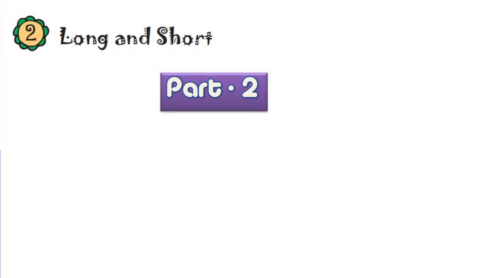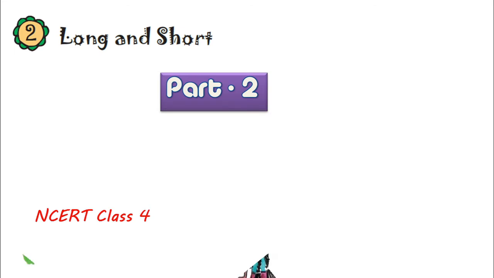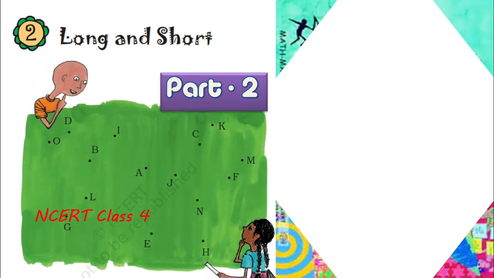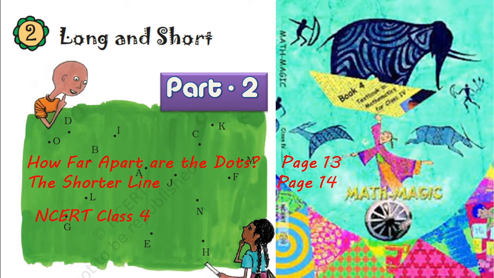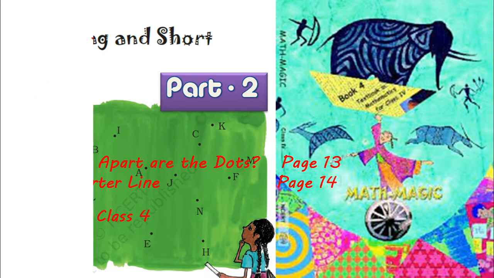This is part 2, chapter 2, Long and Short, NCERT class 4. In this video, we will discuss how far apart are the dots at page number 13 and the shorter line at page number 14. So let us start part 2.